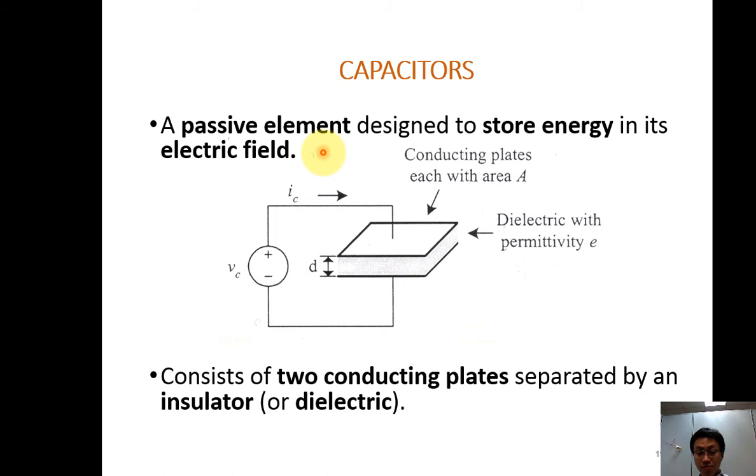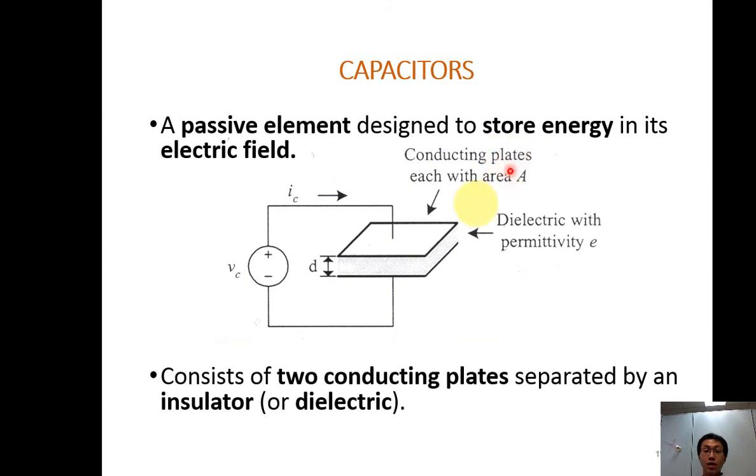Next, we will talk about capacitors. A passive element designed to store energy in an electrical field we call a capacitor. What is a capacitor? A capacitor is actually two pieces of something connected together with a voltage. For example, I have two pieces of paper, one at the top side, one at the bottom side. I connect the wire to the battery, then this will become my capacitor. We call it a passive element because it stores the energy as an electrical field.